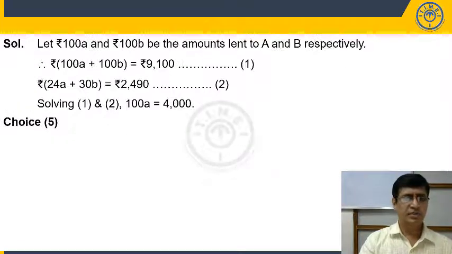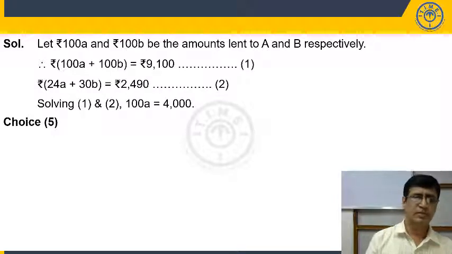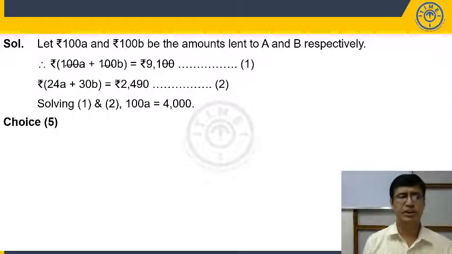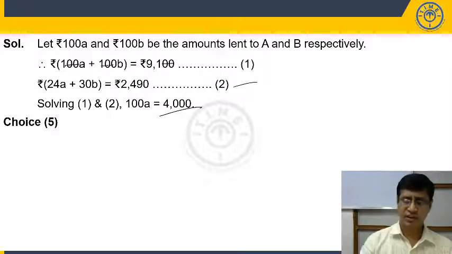Okay, now look at this one. 100A and 100B are the amounts lent to A and B. So on simplifying, you will get A plus B is equal to 91, and the other one is 24A plus 30B is equal to 2490. Solving these two equations, we get 5 as the answer choice.